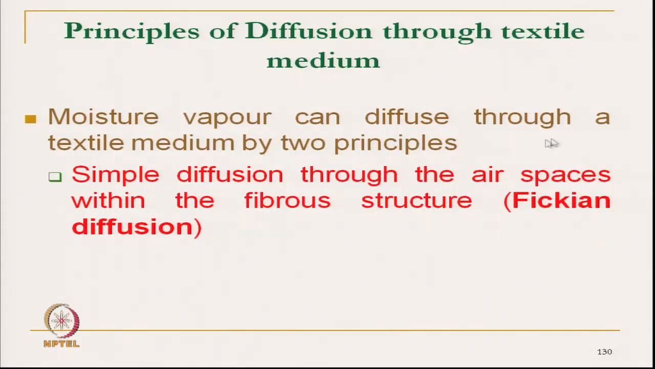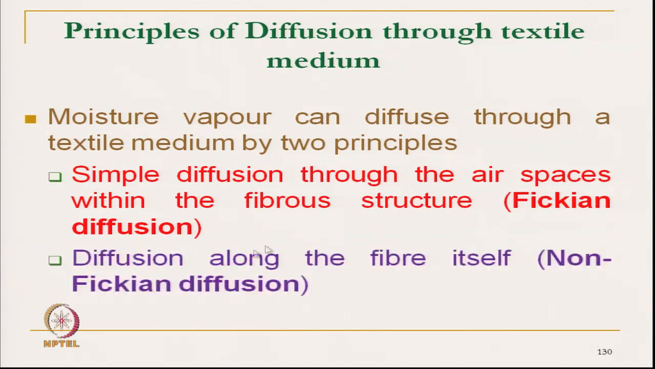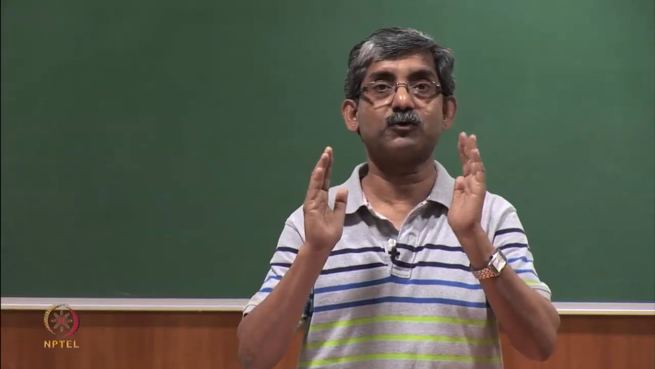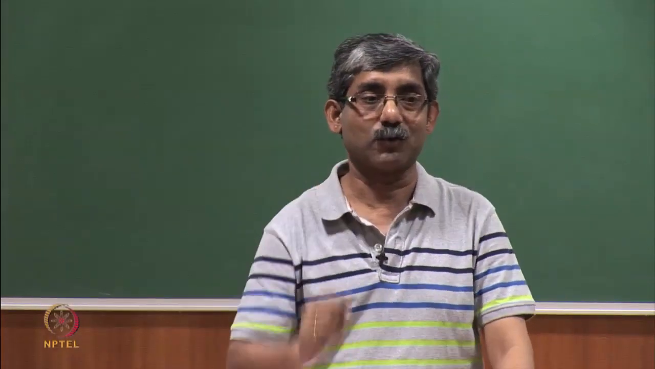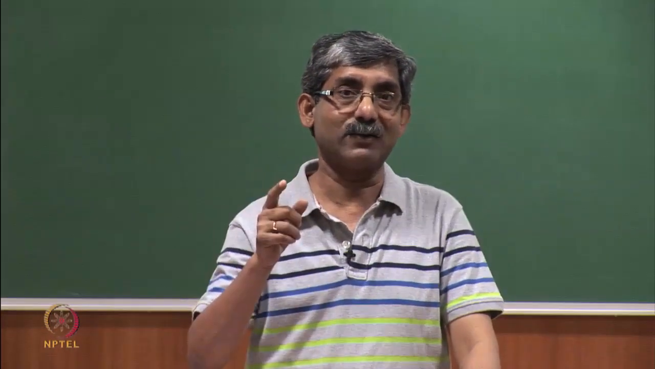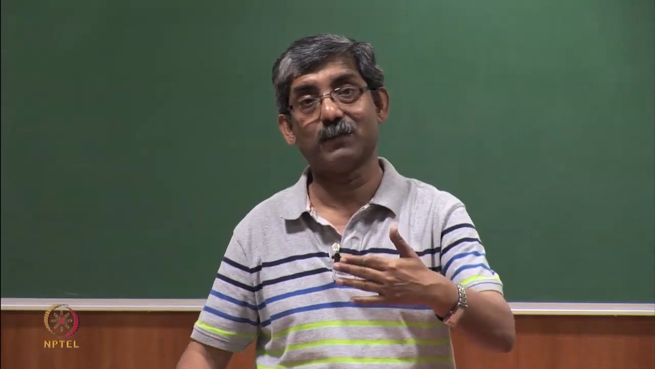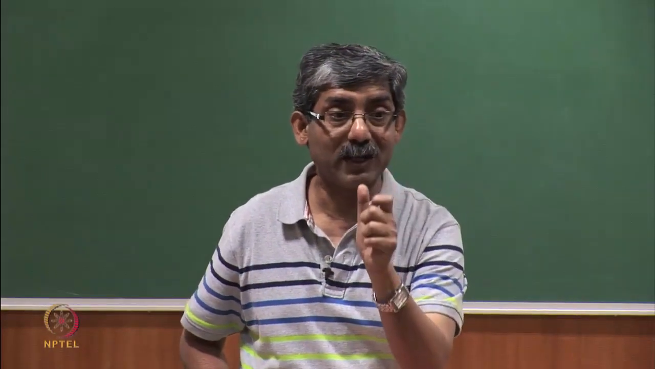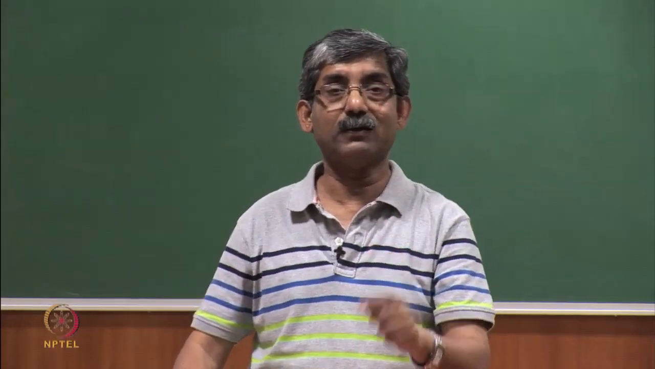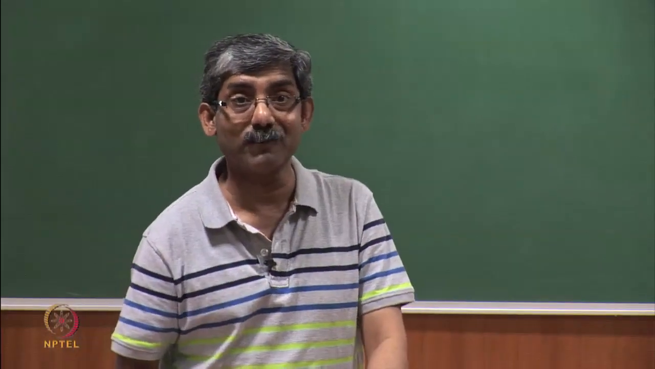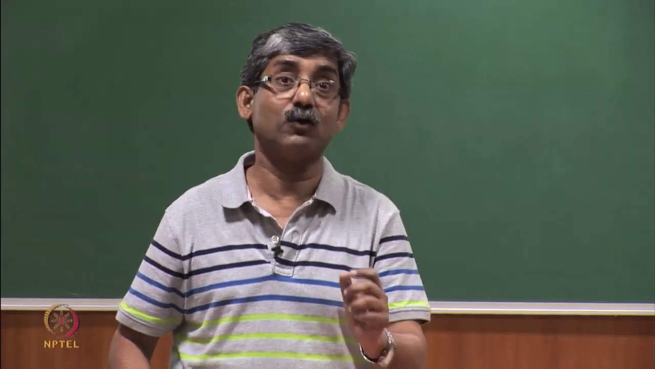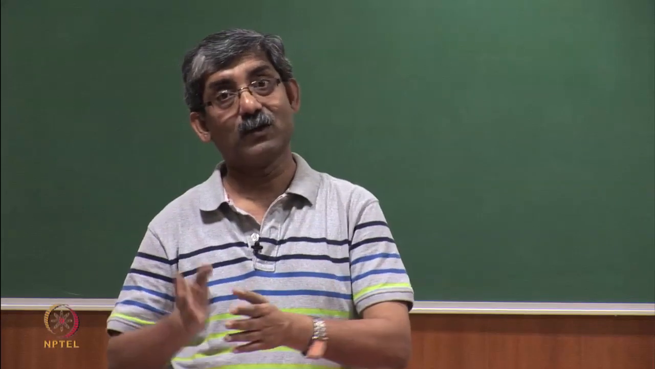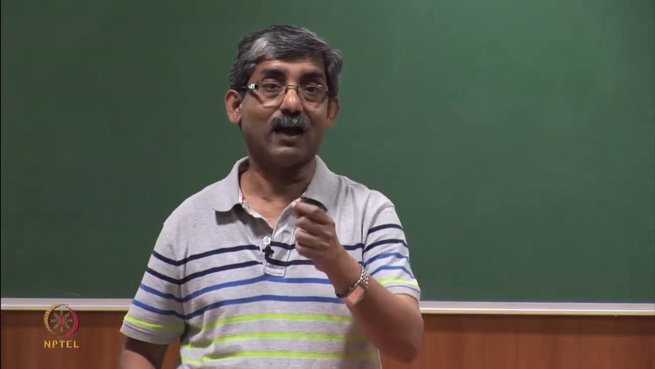So, moisture vapor can diffuse through a textile medium by two principles. The simple diffusion through air space within the fibrous structure is Fickian diffusion, and diffusion along the fiber itself is non-Fickian diffusion. Most textile materials have some moisture absorption, moisture regain. So, moisture transmits through the textile material using both principles, Fickian diffusion and non-Fickian diffusion. Depending on the moisture absorption, hydrophilicity of the fiber, and also the air space present within the structure, which principle will be predominant is controlled.